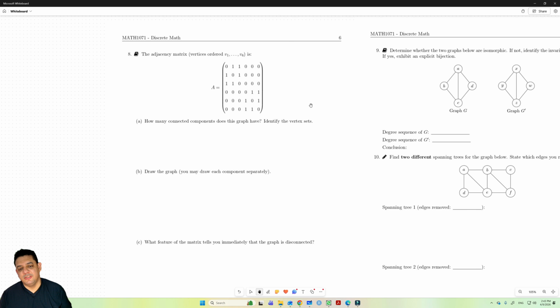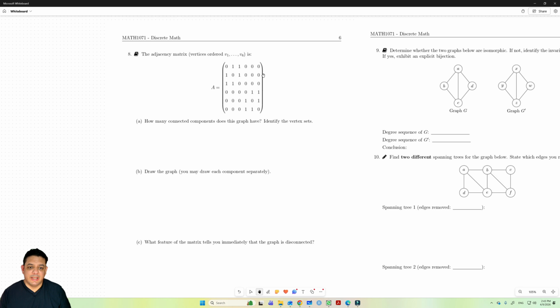So this is something that can be done in any order. For example, the questions are how many connected components do we have, identify vertex x, draw the graph, draw the components separately, what features of the matrix tell you immediately that the graph is disconnected.